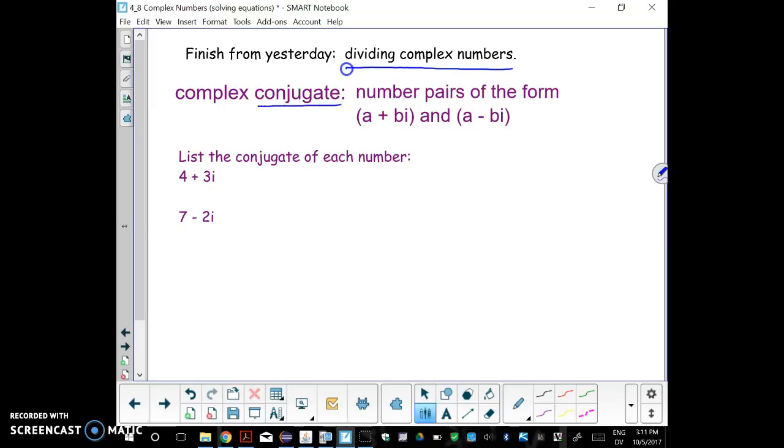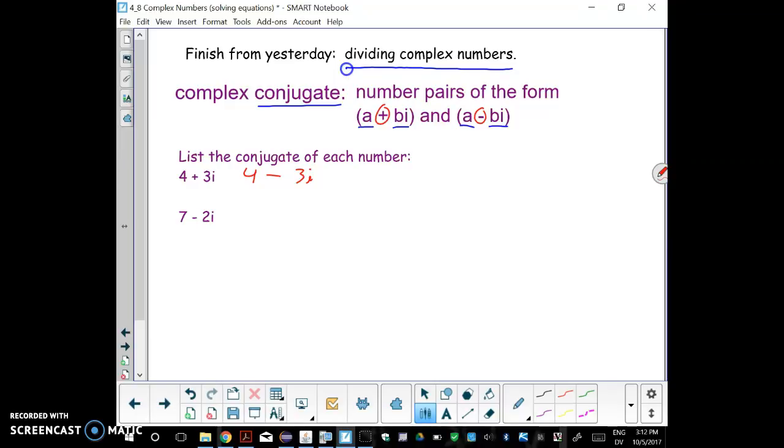If you want to take a quick note of what a conjugate is, they're pairs of numbers that have real and imaginary parts. The real parts will match and the imaginary parts will match, and the only difference is that one will be a plus and one will be a minus. Here are some examples. For the first one, its conjugate would have the same real part of 4 and the same imaginary part of 3, and the only difference is the symbol between them is a minus. So the conjugate would be 4 minus 3i.